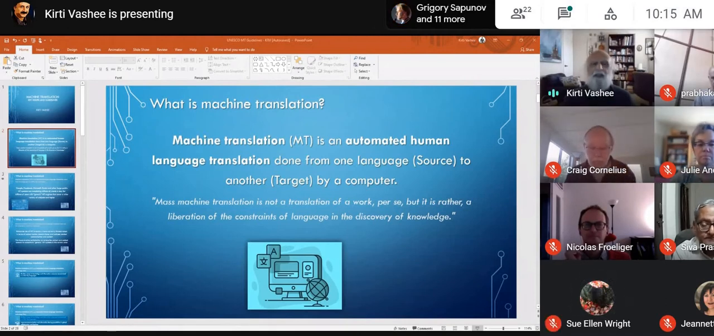Okay. So machine translation is automated human language translation done from one language to another. When we speak about it, we always talk about a source language and a target language. This enables a discussion around machine translation pairs of languages. There's always a pair, a source and a target, and the source and target can vary.